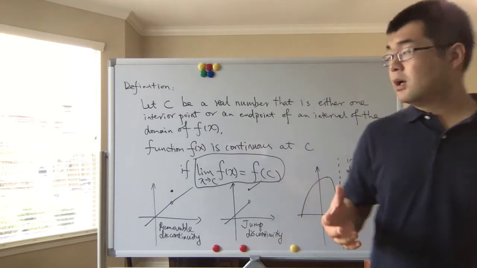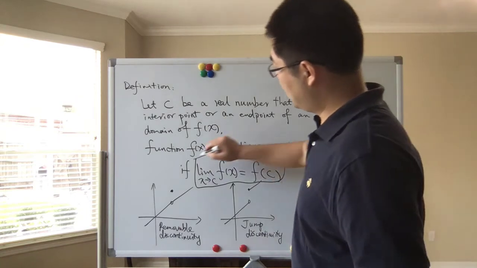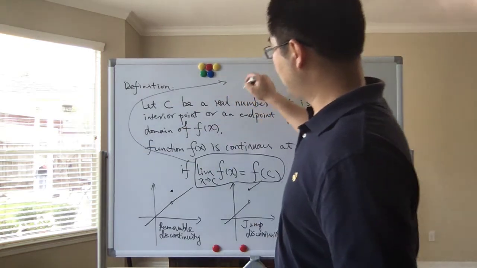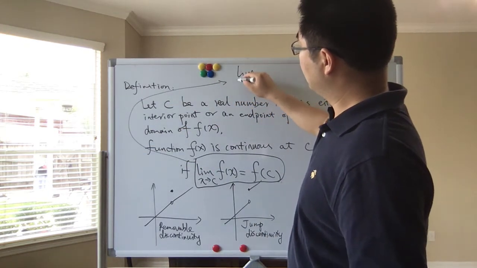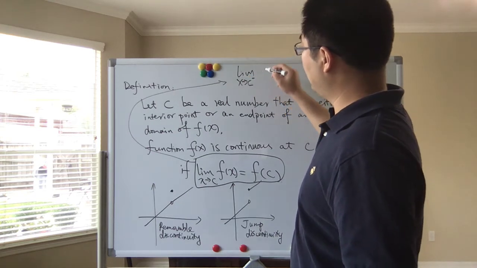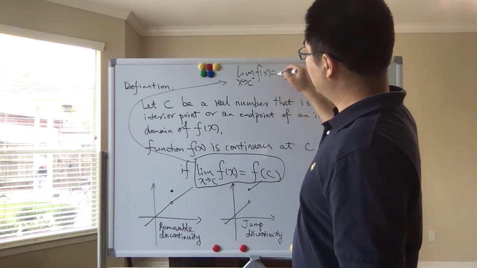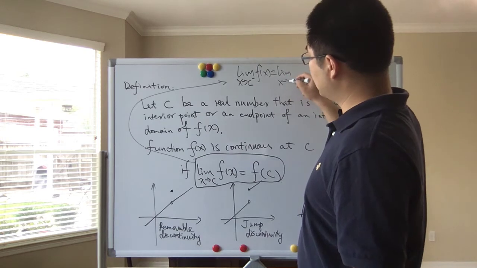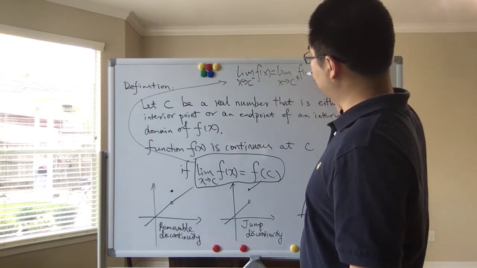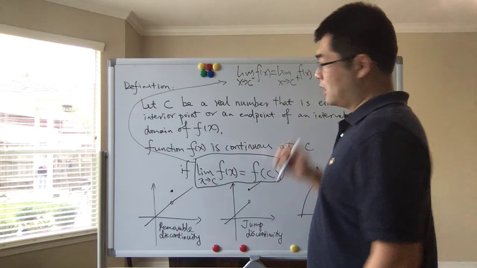So from here, let me draw a big arrow. From the left-hand side, as x approaches c from the left, f(x) must exist and equal capital L, and as x approaches from the right, f(x) must also equal capital L.